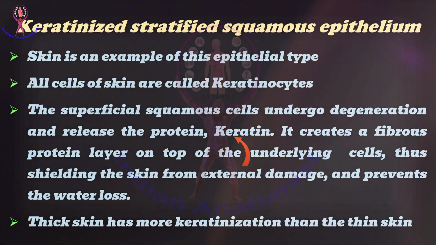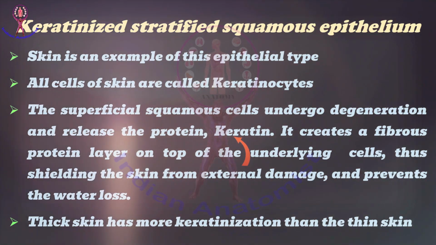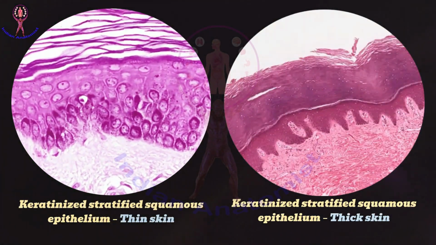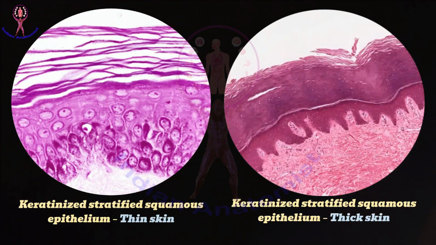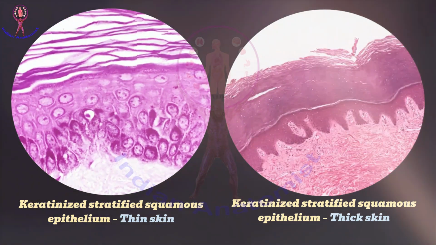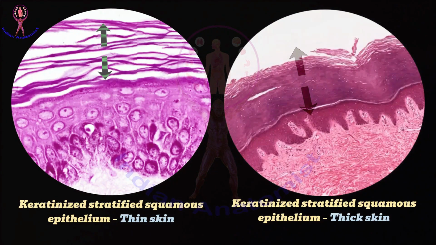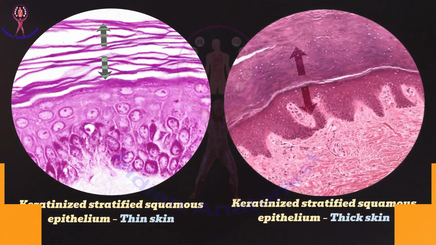Thick skin exhibits a higher degree of keratinization compared to thin skin. The following 2 clips display thin skin on the left and thick skin on the right side. Both have the same keratinized stratified squamous epithelium, but one has more keratin, seen in thick skin, and the other has less, found in thin skin.